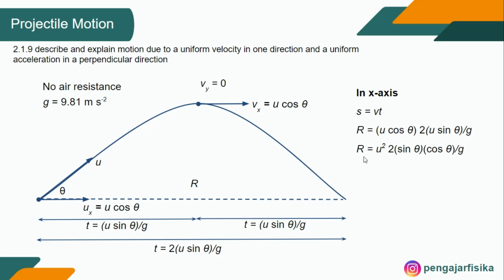And then for the time, it will be u sine theta over g from here, but with the total time it is 2 u sine theta over g. And then here we try to modify by multiplying by u times u. So we have u squared, and then we rearrange the position. We put 2 here, and then here we have 2 sine theta cosine theta, which is actually the same as sine 2 theta. So that's why the range will be the initial velocity squared times sine 2 theta over g.